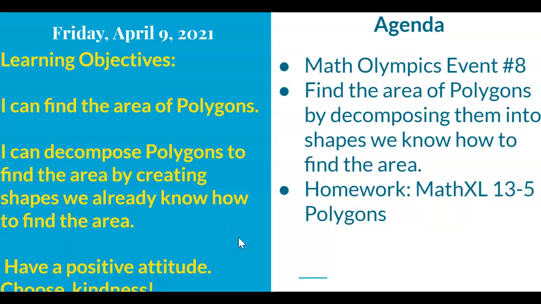So example, shapes that we already know how to find: we have rectangles, squares, triangles, parallelograms, trapezoids. Those are the shapes we already know how to find the area for. So we're going to decompose polygons to those shapes.